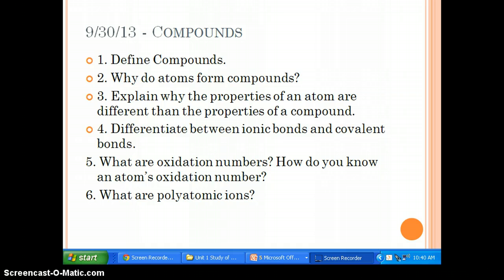Why do atoms form compounds? We talked about that in the last chapter, chapter 4. Explain why the properties of an atom are different than the properties of a compound, and we'll explain what that reason is in today's notes. Differentiate between ionic bonds and covalent bonds, which are 2 types of bonds we're going to be looking at in this chapter. Number 5, what are oxidation numbers? How do you know an atom's oxidation number? And what are polyatomic ions?